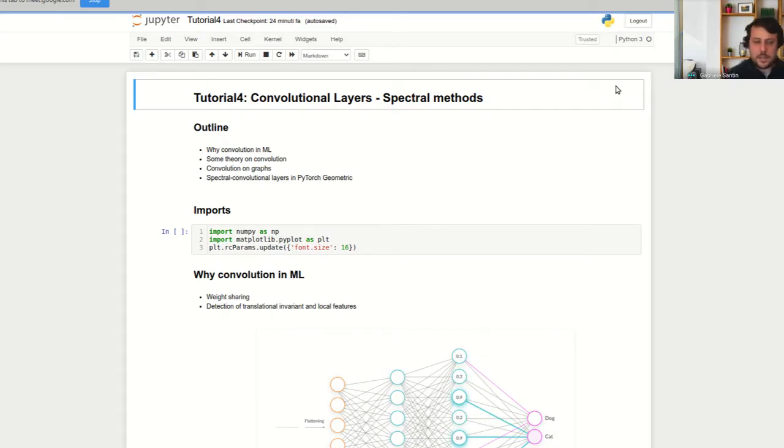Welcome to this fourth session, and today we will talk about convolutional layers. This was a topic already of previous sessions, but today in particular we will concentrate on convolutional layers based on spectral methods. And as usual, you can find this notebook in the Git repository, so you can download it.